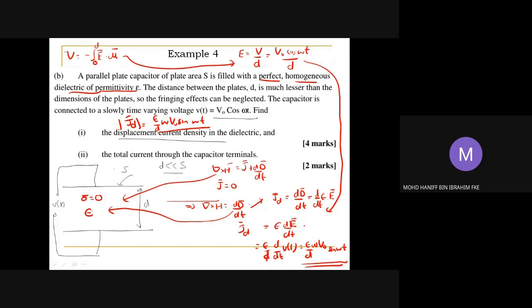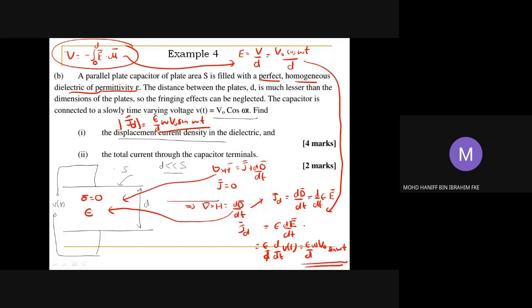So we need to find the E field based on the given information. What I did is use the equation of potential, V equals negative integral of E dot dl, and from this equation we come out with how E and V are related by integration.